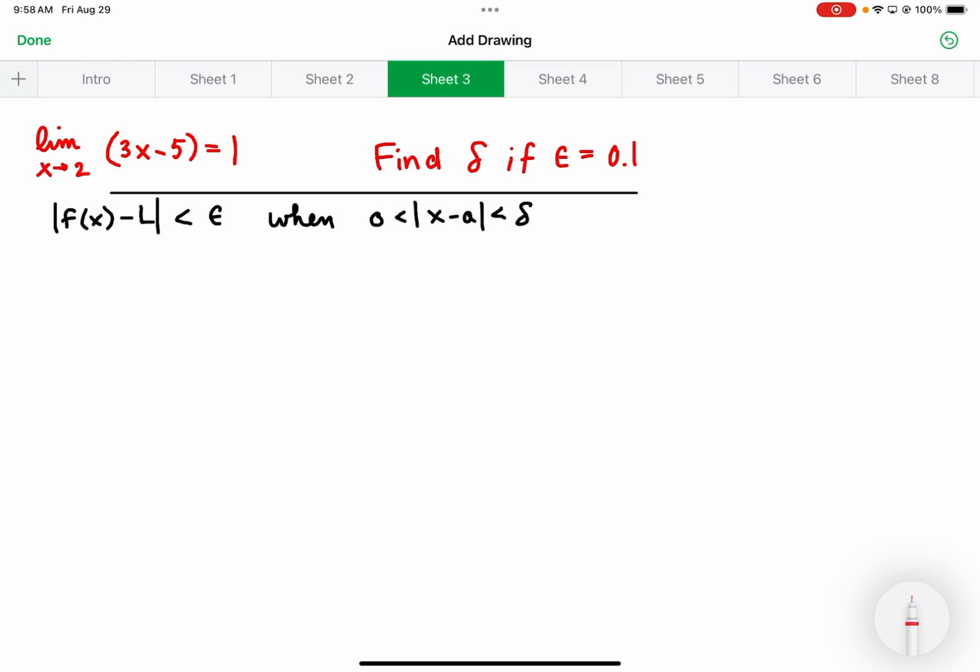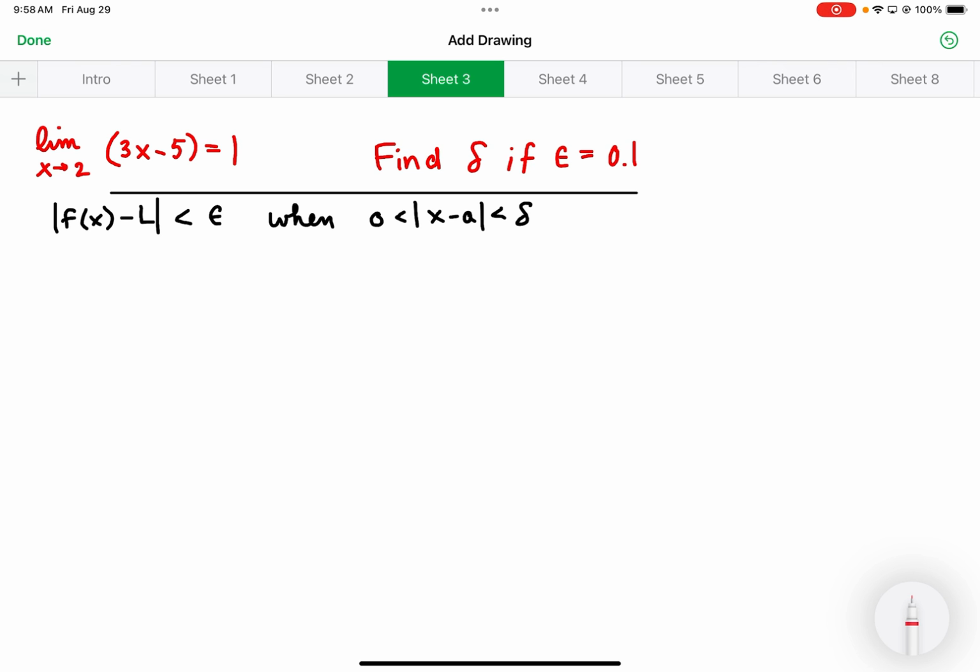Okay, so let's go left to right in our definition and talk about what we have based on what they gave us. Do we know what f of x is? 3x minus 5, right? Do we know what L is? Yeah, it's 1. Do we know what epsilon is? Actually, in this case they tell us epsilon is equal to 0.1. They don't always tell us epsilon; sometimes they just leave that arbitrary and open-ended. But in this example, they actually did tell us what epsilon was.